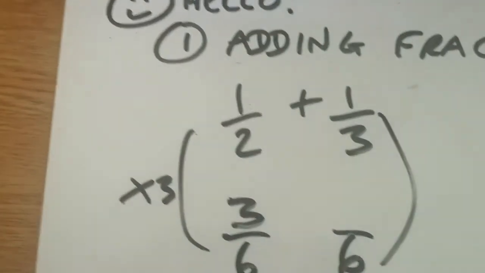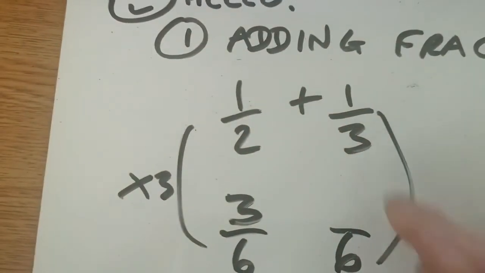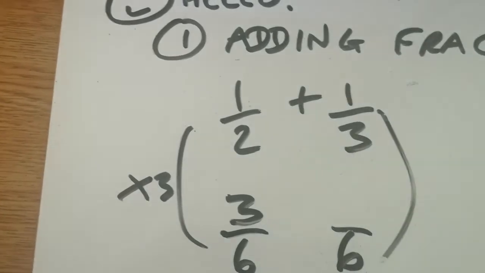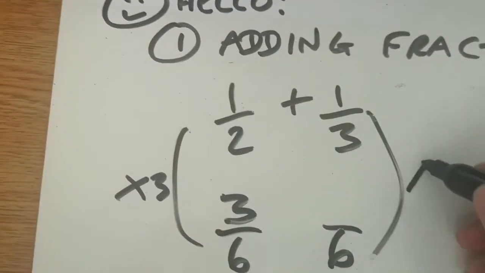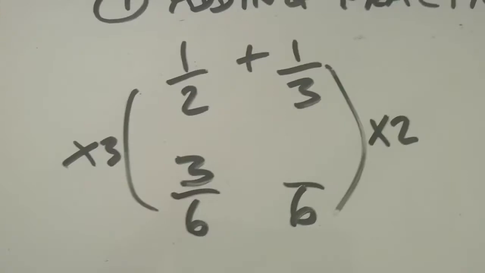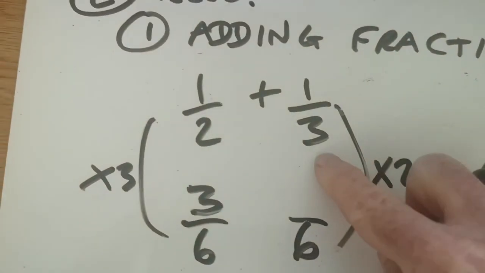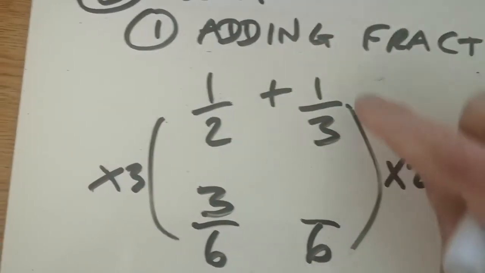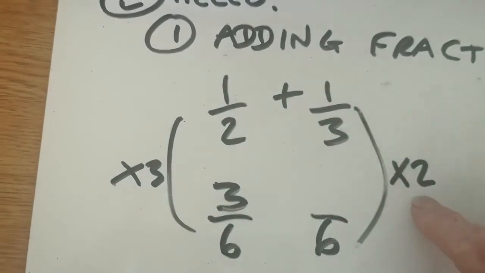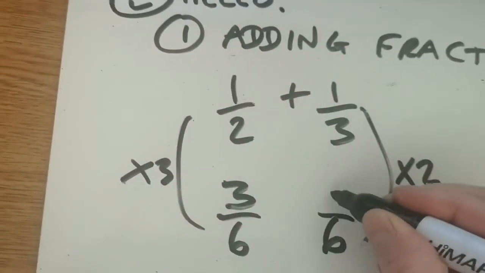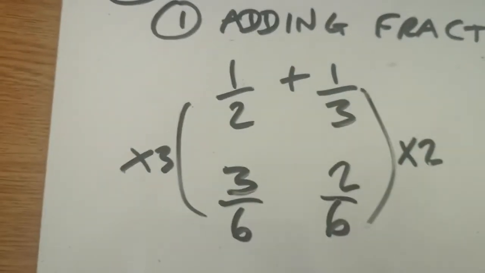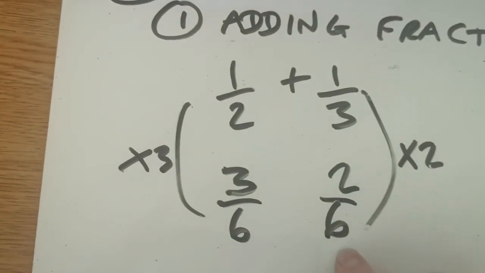If I look over this side, and I've got 1 over 3, and I'm making it into something over 6. What have I times 3 by to make it into 6? Well, I've times it by 2. Well, if I times that bottom number by 2, to make it into 6, I've got to times that top number by 2 as well, yeah? And 1 times 2 is definitely going to make 2. So I've got 3 over 6 and 2 over 6.